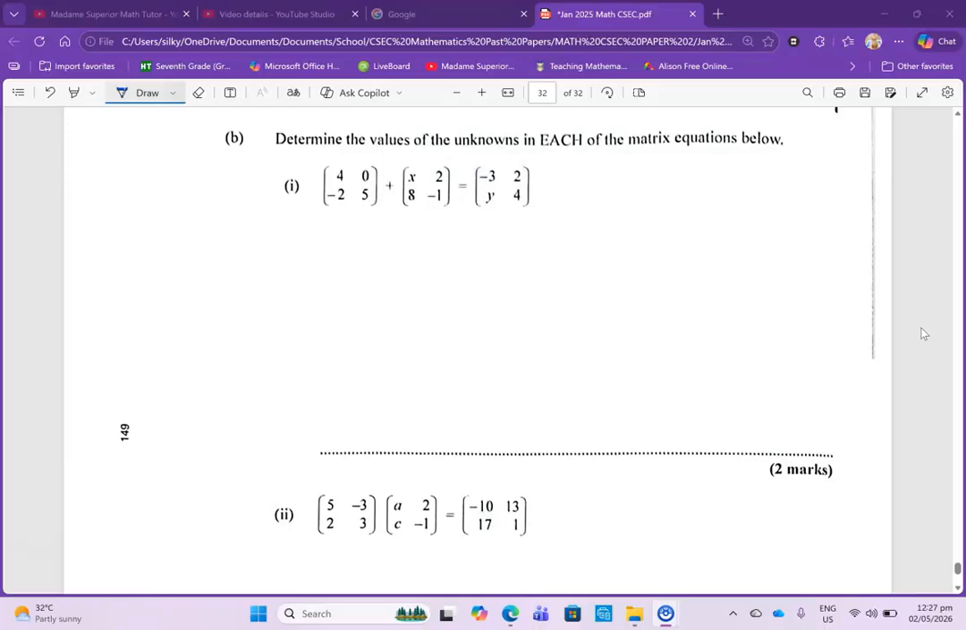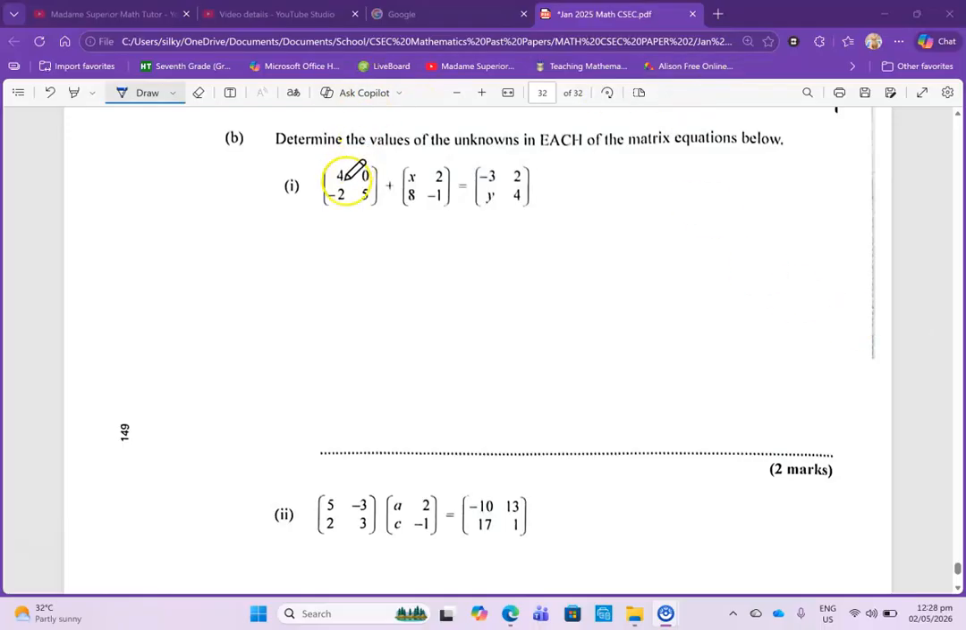So let's finish the last part of the last question of January 2025, Paper 2, Question 10b, which is on matrices. Determine the values of the unknowns in each of the matrix equations below. So part 1, for 2 marks, we have one matrix plus another matrix gives a third matrix. Let's get two equations involving the two unknowns x and y.